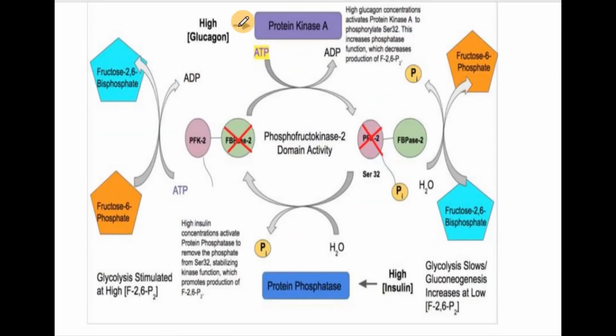If you have a high glucagon level, the high glucagon level activates the protein kinase A. Now the protein kinase A, as we said earlier, is a cyclic AMP dependent protein kinase.